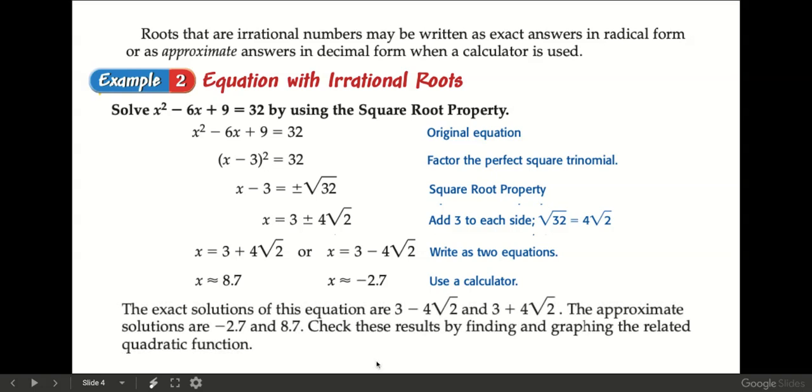So the exact solutions for this equation are written as 3 minus 4 radical 2 and 3 plus 4 radical 2. Those are the exact solutions, right? But the approximate solutions when we round using our calculator are negative 2.7 and positive 8.7. Again, you can check these by finding and graphing the related quadratic function. So if you were to use Desmos, you could find these exact solutions.